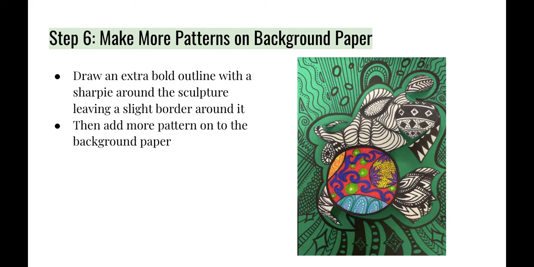After you do that, you are going to add more patterns to the background. So first draw an extra bold outline with a Sharpie around the sculpture, leaving a slight border around it as you can see in my example. Then start adding more patterns onto the background paper. After you're done, submit a picture into Google Classroom and make sure you fill out the rubric.